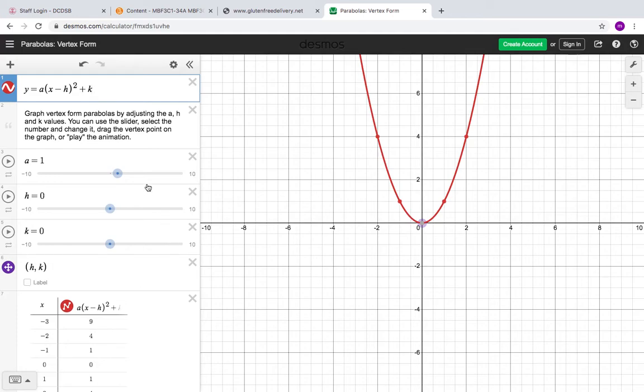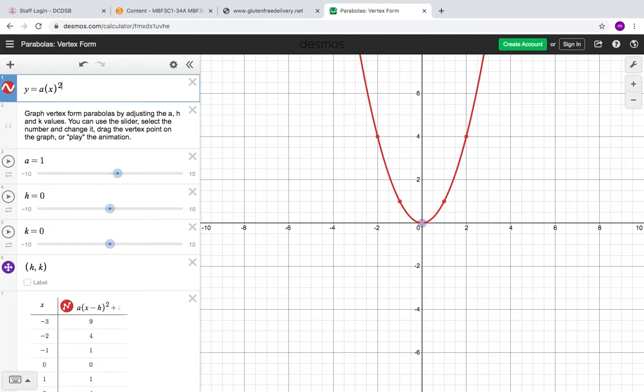I will include this in your lesson so you can try it yourself. As you can see, what I did first is set h and k to be 0. So h and k are 0, which means I only have y equals ax squared. It's the same thing if h and k are 0, so I don't include them. I'll only have y equals ax squared.